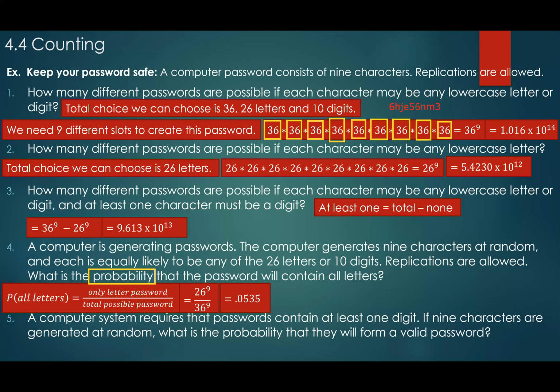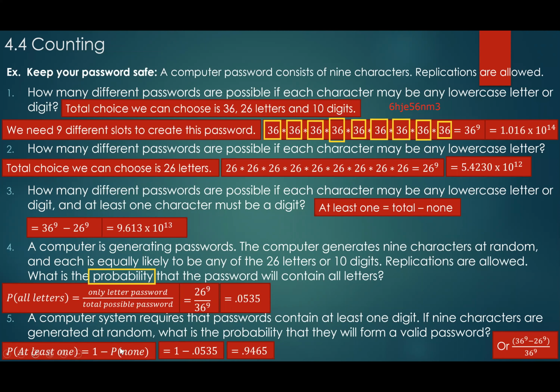So what is the valid password? The valid password here has to have at least one digit. And to find this probability, all you need to do is count how many ways I can get at least one digit. We know this is the number of ways we can get at least one digit, and we can take that and divide it by the total. Or we can use the probability of none. So to find the probability of at least one, it is basically 1 minus the probability of none.